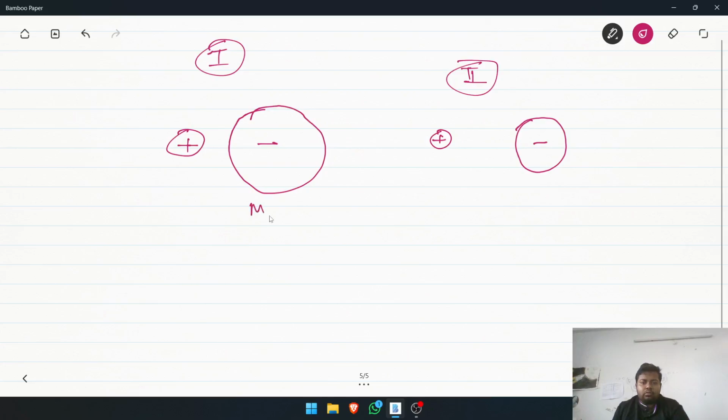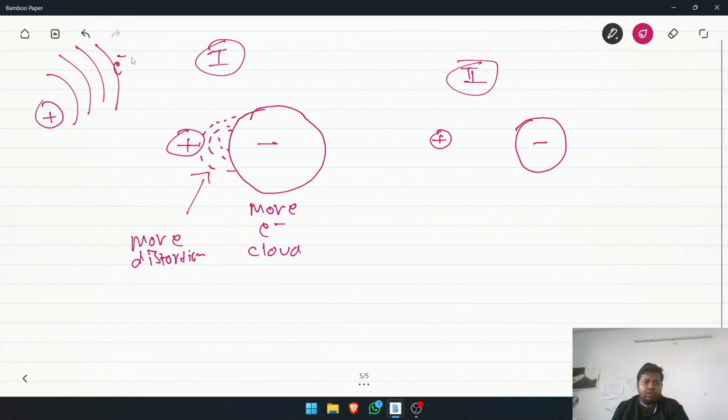See, the big anion has more electron cloud, so the extent of distortion will be more. Why more distortion? Because in this anion, since there is more electron cloud, the last shell electron is far away from the nucleus, and the Z effective is very less, so it can easily get distorted by the cation. So more distortion means covalent character increases.